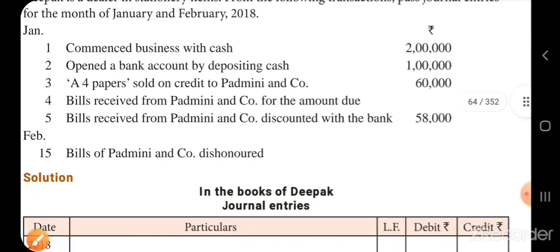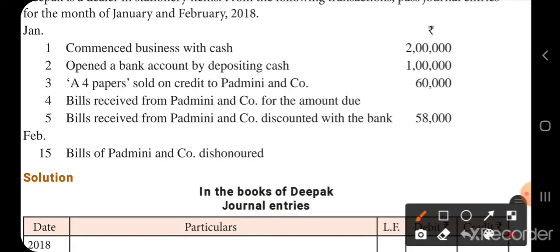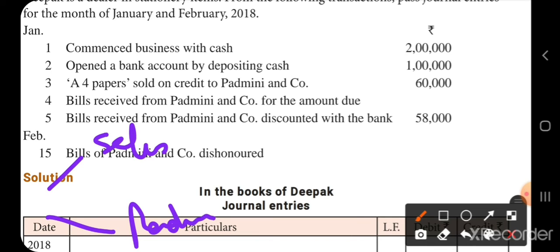The next one, A4 paper sold on credit to Padmini. The two accounts involved are sales account and Padmini's account. Sales is a nominal account, Padmini is a personal account. Here when you sell something, it is an income, so you credit sales.